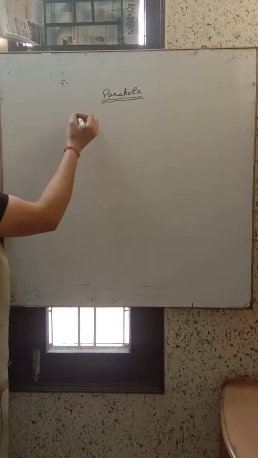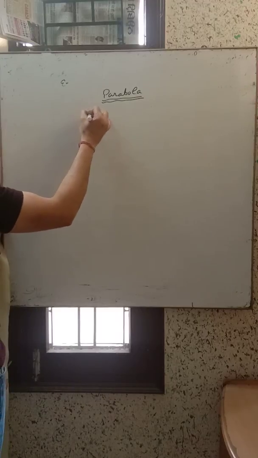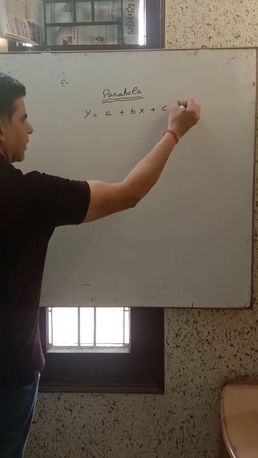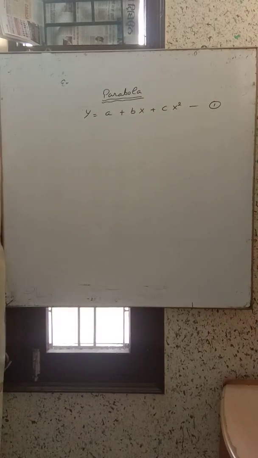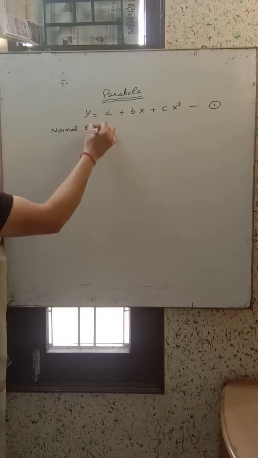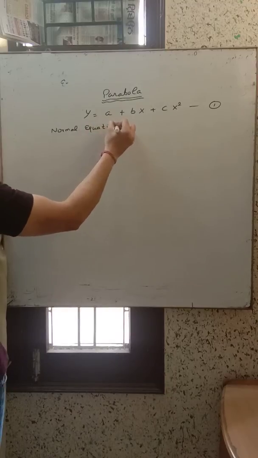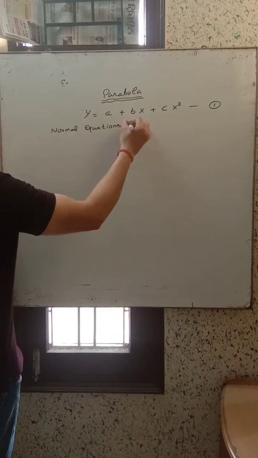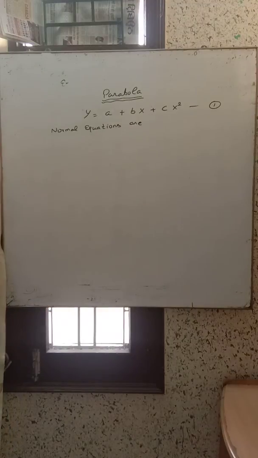The equation of a parabola or second degree curve is y equal to a plus bx plus c x square, where a, b, c are constants to be determined and x and y are variables. Then, to find the normal equations, as there are three constants, we will need three simultaneous equations, so there will be three normal equations. Now the method of normal equations is the same as in the straight line.